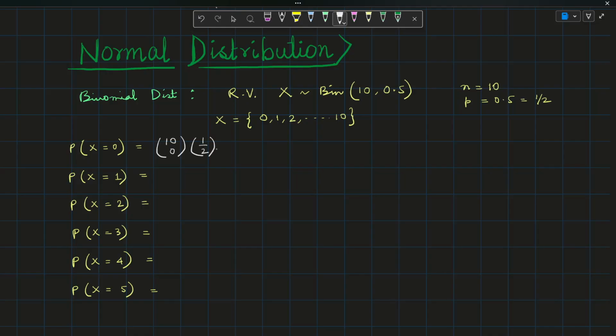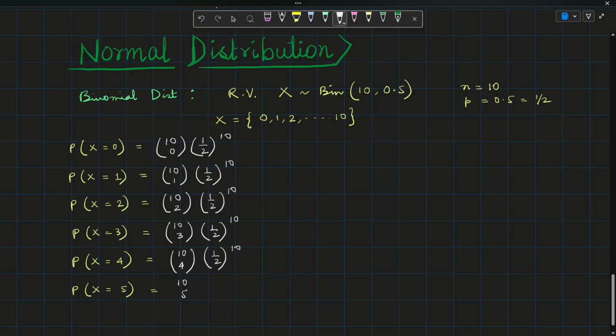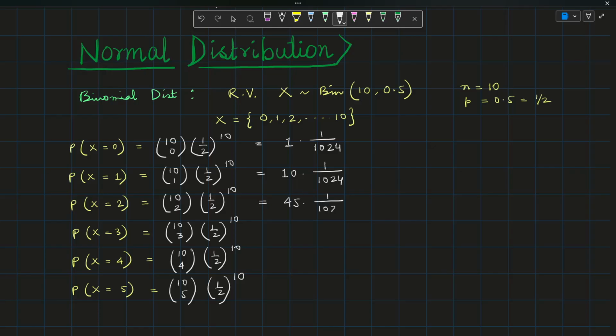I am not explaining everything. I hope that you have seen the video on binomial distribution and you can easily figure out how I write these formulas. So quickly I am writing down the formulas and then the values also. So probability of x equals 0 means 1 into 1 by 1024. x equals 1 is 10 into 1 by 1024 and like that up to x equals 5, which is 252 into 1 by 1024.